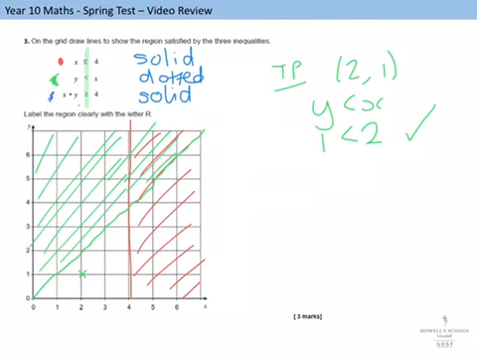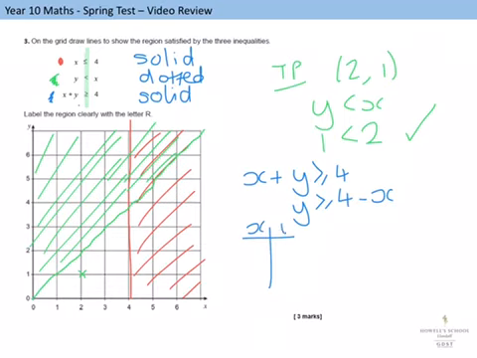The final line I've got to draw is x plus y is greater than or equal to 4, and I prefer to rearrange that first, so I'm going to do y is greater than or equal to 4 minus x. Now this one's a little bit harder to plot, so I'm going to draw a table of values to help me. And that requires 3 points. So I'm going to pick x values of 0, 2, and 4.